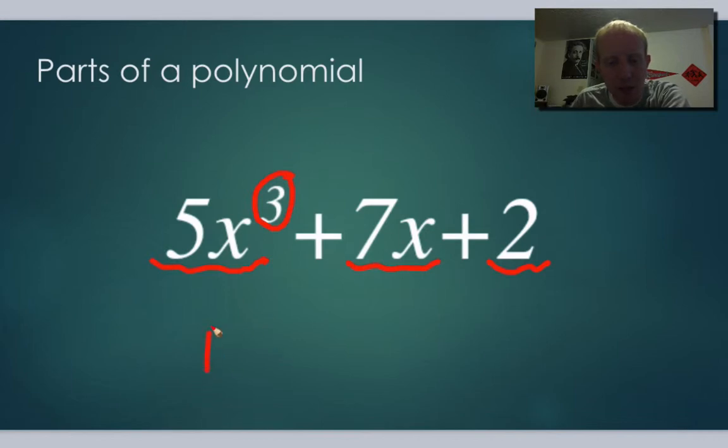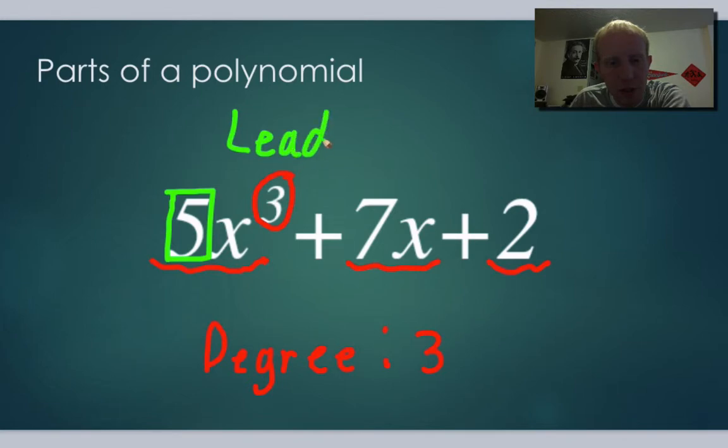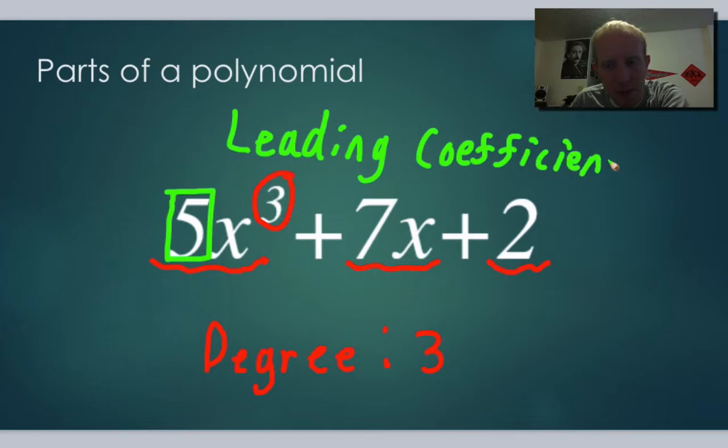So the degree is going to be 3. And the leading coefficient is the number in front of the term with the highest power. So that's going to be this 5 right here. Let me do that in green, for example. So that 5 is the leading coefficient. So the leading coefficient is 5.